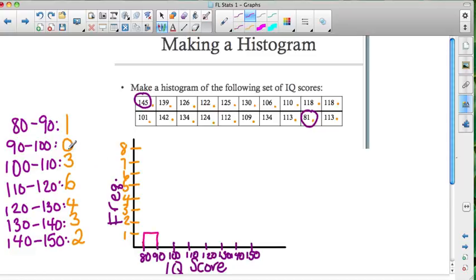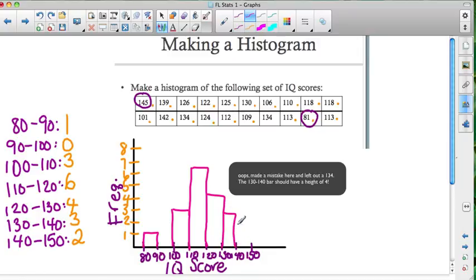From 90 to 100, I didn't have anybody. That doesn't mean I can skip this. What this means is I have a bar with a height of 0. From 100 to 110, I'm going to have a bar with a height of 3. 110 to 120 has a height of 6. 120 to 130 has a height of 4. 130 to 140 has a height of 3. And we end with a height of 2.